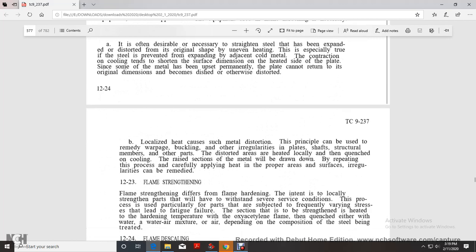Localized heat can be used with this distortion principle to remedy warpage, buckling, and other irregularities in plates, shafts, and structures. The distorted area is heated locally, and on cooling, the raised section of the metal will be drawn back. By repeating the process and carefully applying heat to the proper areas of the surface, the irregularity can be remedied.